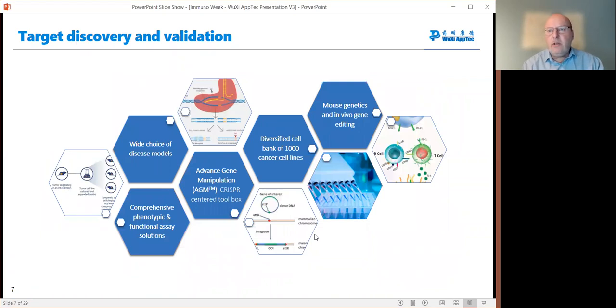So on this slide, I'm showing the core building blocks of the target ID and validation platform, encompassing an advanced gene manipulation platform, a large, diverse cell bank of over 1,000 cancer cell lines, mouse genetics, and in vivo gene editing, and of course, a wide range of disease models.